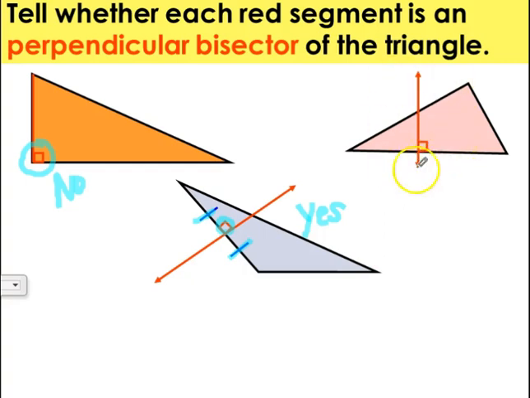What about this one? We've got our right angle, but does it divide the side into 2 equal parts? There's not ticks there telling us that it does, so nope. This is not a perpendicular bisector. All right, moving on.